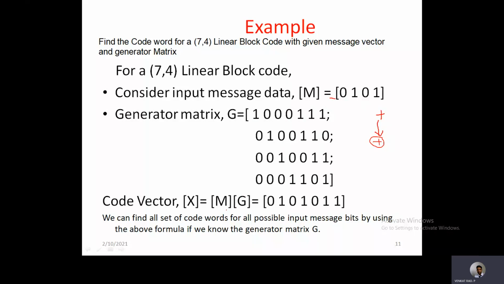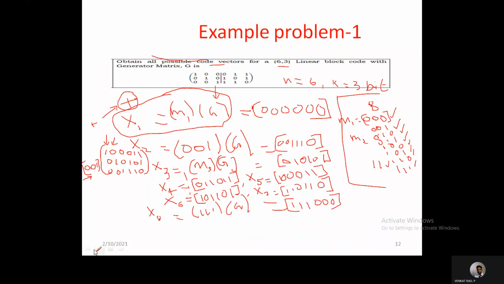By using this matrix multiplication, we have calculated the code word for a single message vector. Like that, we can find the code words for all possible input messages by using the above formula, if we know the generator matrix. Now let us see what other kinds of problems can be asked.